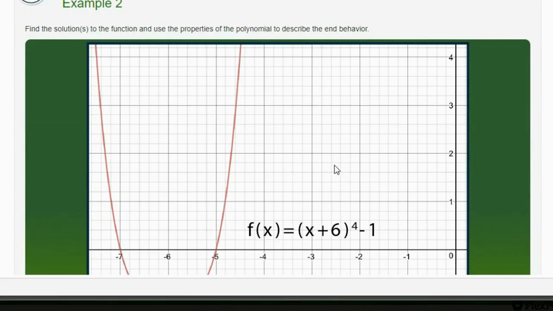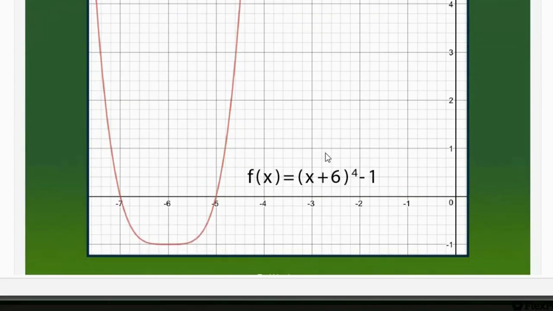So if we look at this one, find the solutions to this function, x plus 6 to the 4th power. That's even, so we know both ends point the same way. It's a positive coefficient. We know it goes up, and it's graphed for us. But this has 2 solutions, 2 real solutions. One's at negative 7, one's at negative 5. All right? Don't make it real complicated.